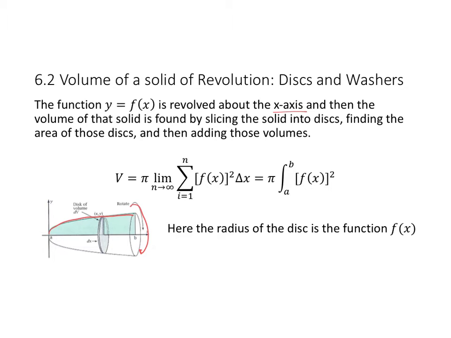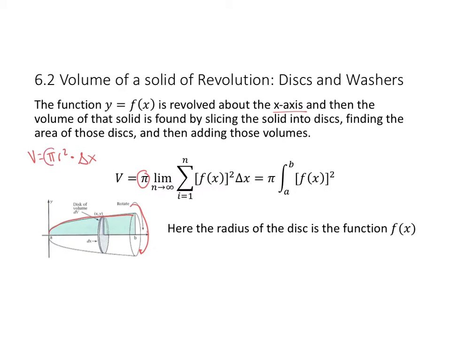And if you notice, if we slice it, we're going to get these disks. These disks are circles. We need to find the volume of each one of these circles, and then we add all those circles up. So we need to find the volume of this disk. The volume of the disk is going to be pi r squared, that's the area of the circle, times the height of the disk, which is delta x. So that's where this equation comes from.